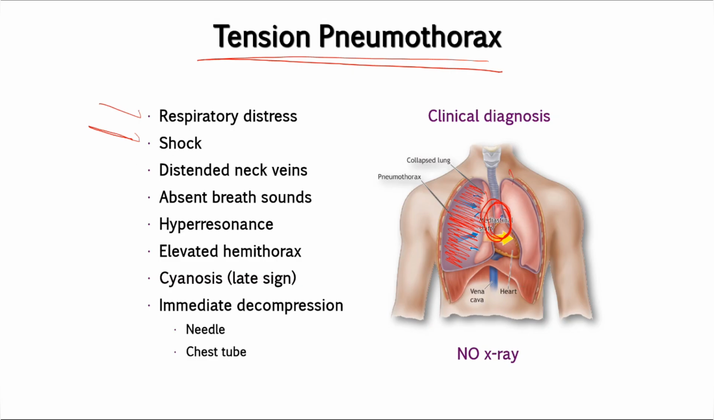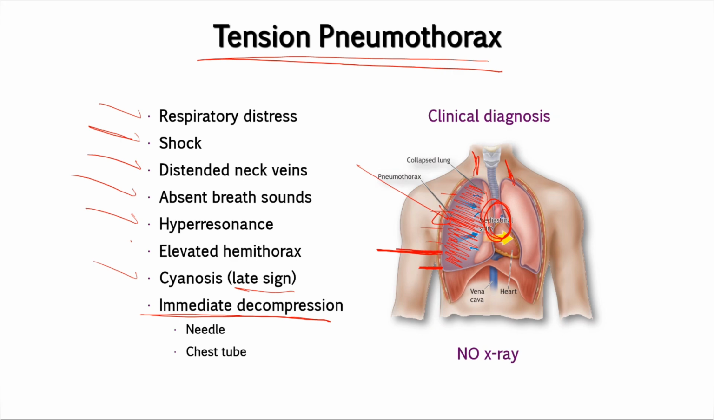There are also distended neck veins. Absent breath sounds at the site of the pneumothorax. There is hyperresonance on percussion. There is elevated hemithorax. There is cyanosis, which is a late sign. So what you do, you have to do immediate decompression. What is immediate decompression? Nowadays, they suggest to put a needle in the fifth intercostal space. In the fifth, this is the first, second, third, fourth, fifth.